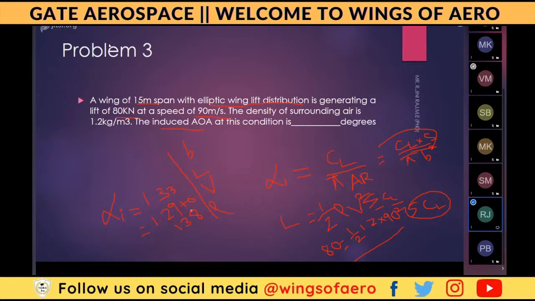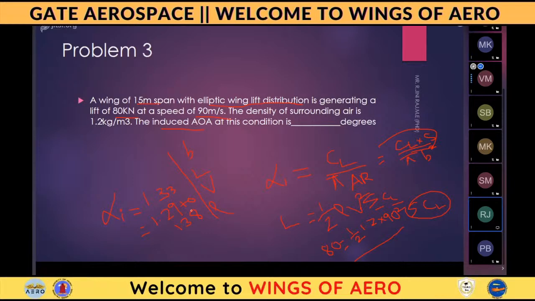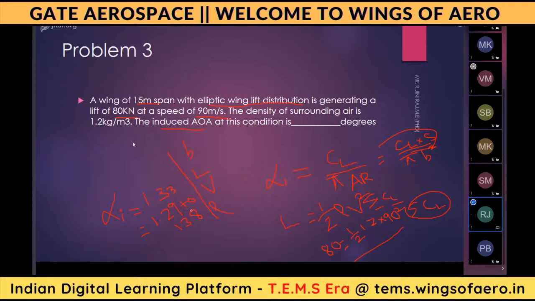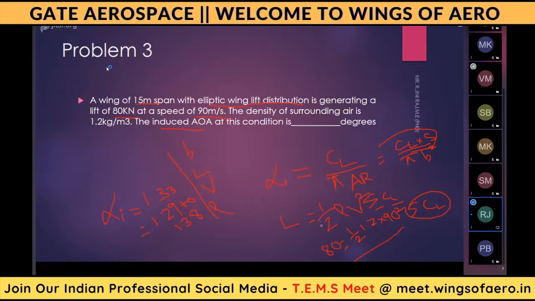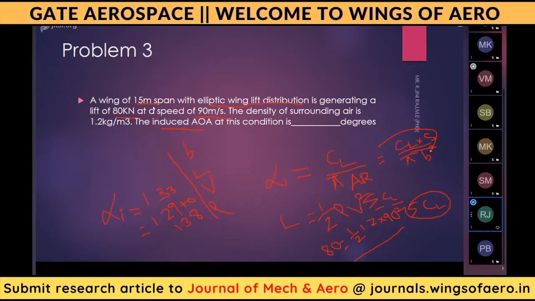Students? So it's actually CL into S divided by pi into B square by S, sir? No, pi into B square. Okay, see here, simple. For aspect ratio, the formula is B square by S. I'm substituting in the B square by S here. So B square divided by S, S will be coming in the numerator.